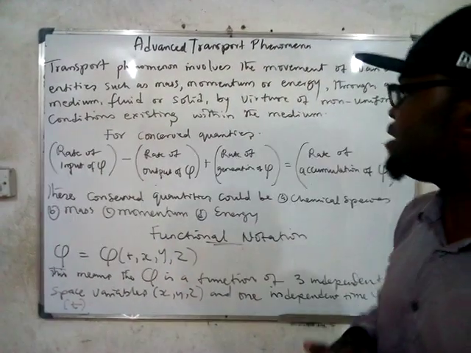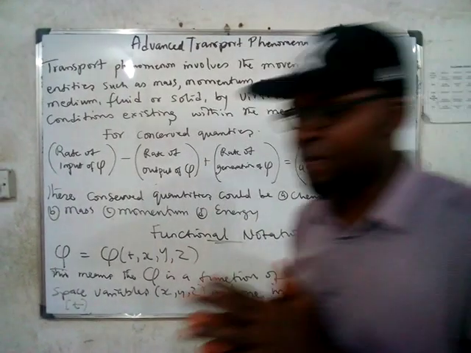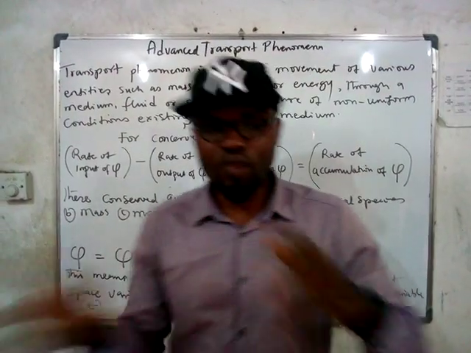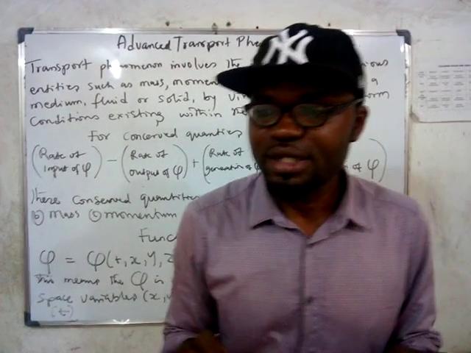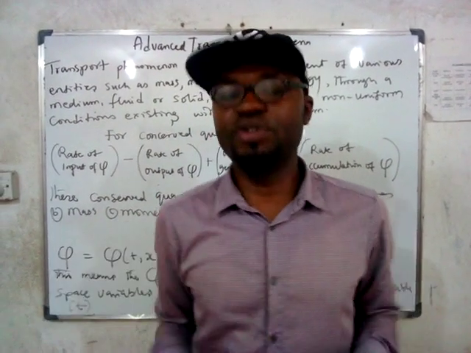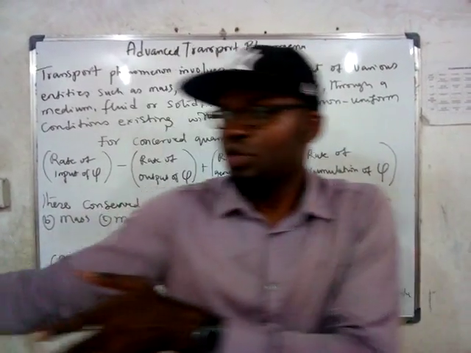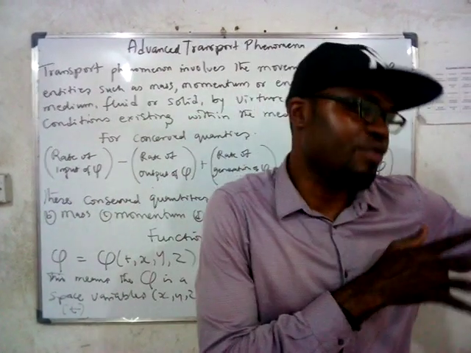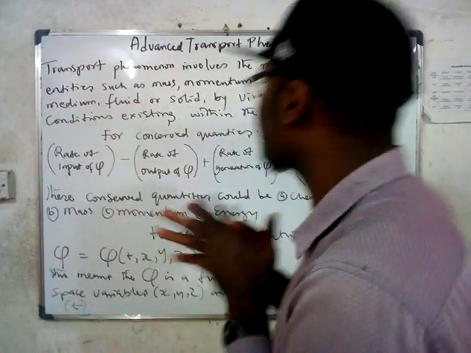Now, what are these entities that can be moving? These entities are always conserved. When we say conserved, we mean that they are not destroyed or newly produced. So the quantity that you give in is always the quantity that you get out in the end. They are always conserved.